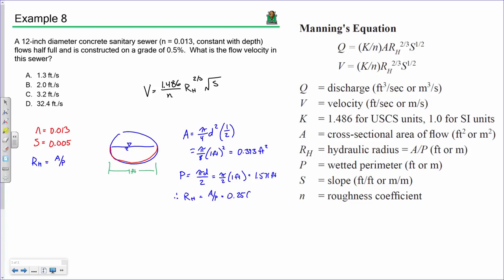So therefore, our velocity is 1.486 over 0.013 times 0.25 feet raised to the 2/3 times the square root of 0.005. That's 3.21, not meters per second, feet per second. And again, it tells you right here that that's what's coming out to be. And so that's our answer.